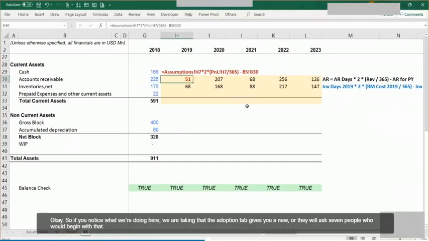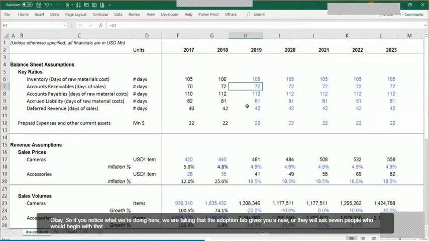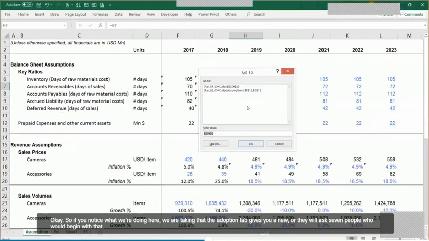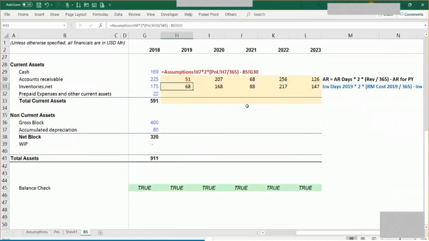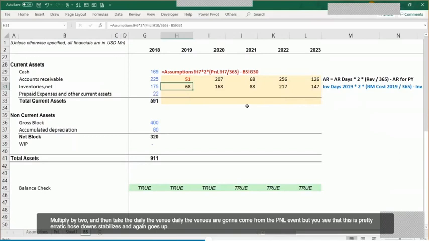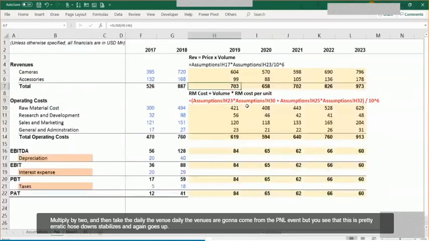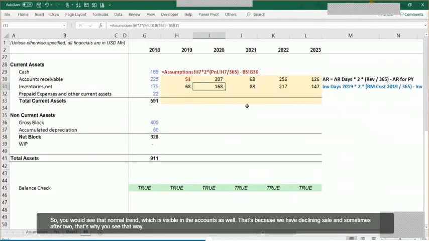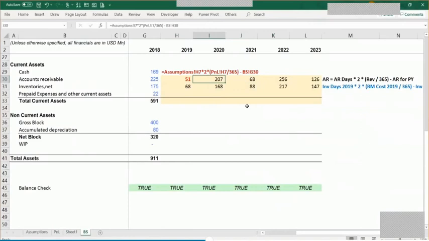Okay, so if you notice what we are doing here, in the assumption tab we assume the accounts receivable as 72 days. So we begin with that, multiply it with 2, and then take the daily revenue. The daily revenue is going to come from the P&L, which is given here, but you see that this is pretty erratic, goes down, stabilizes, and again goes up. So you would see that there is an abnormal trend visible in the accounts receivable as well, and that's because we have a declining sale, and sometimes after 2 to 3 years it's going to go up. That's why you see that it is moving abruptly in terms of trend.